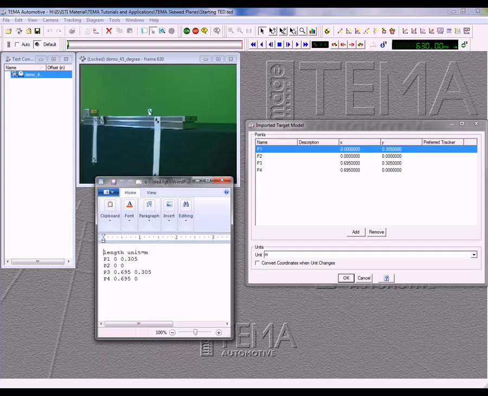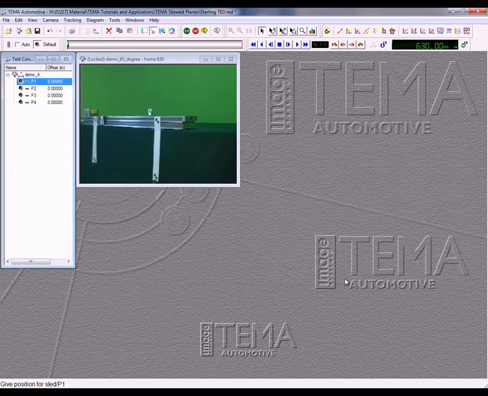Here you can see the ASCII file and the TGT file inside TEMA. Now when you save it, you will see the 4 points brought into the points list, points 1 through 4.